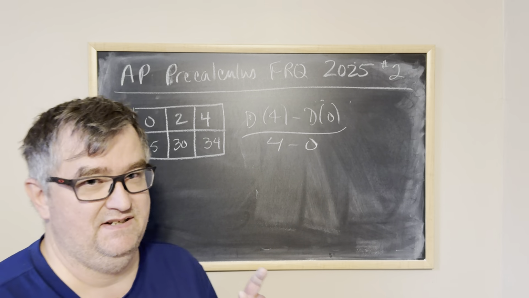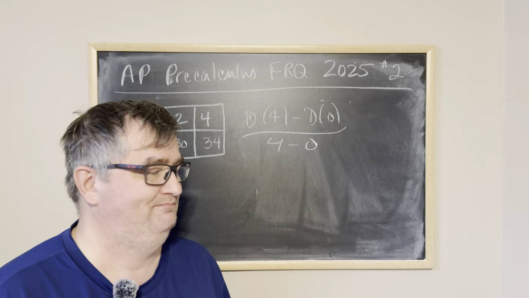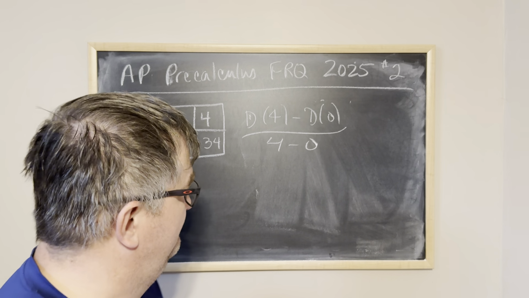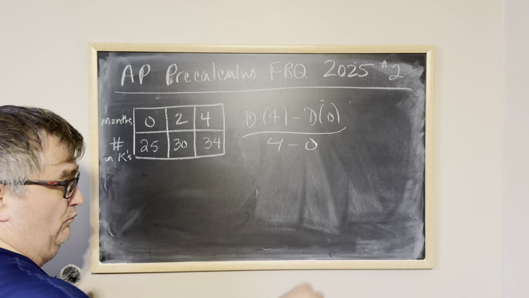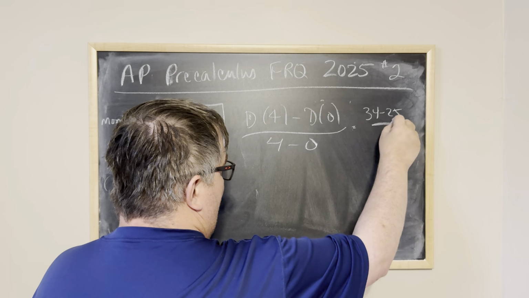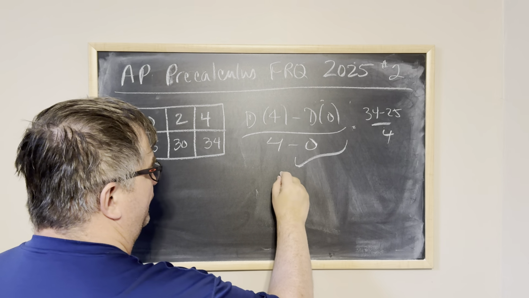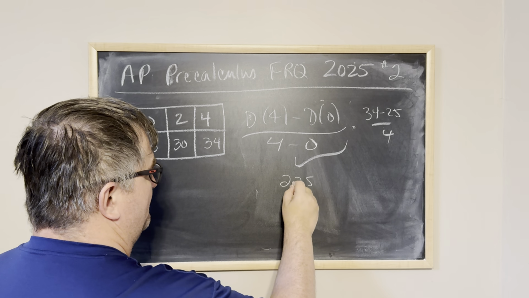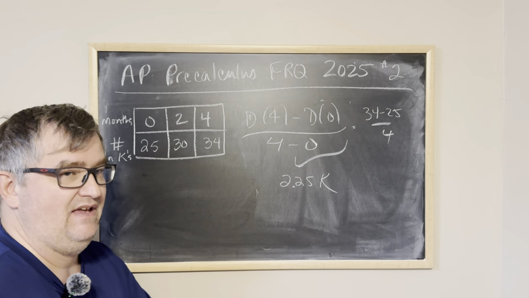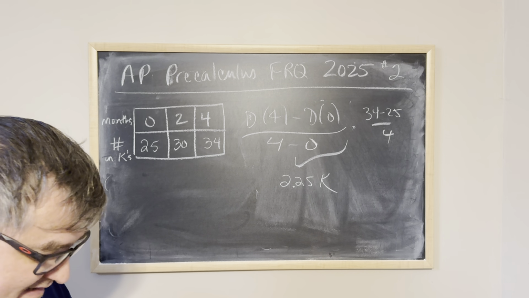Okay, this is an Algebra 1 concept because you should be going, hey, that looks like the slope formula. Because it is. It's a straight slope formula. And what you will find is you're going to have 34 minus 25 over 4, which is 9/4, and that equals 2.25. And remember, the scale is in thousands. So 2.25K. Thousands. Okay, that's an easy point.